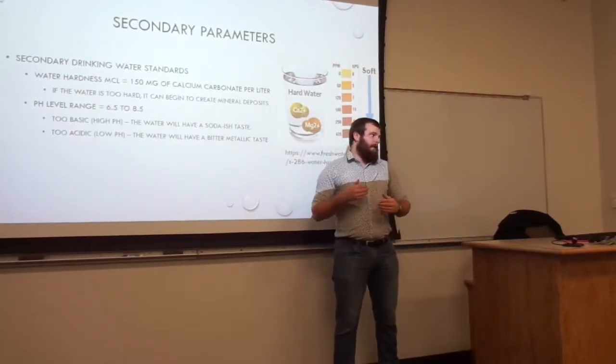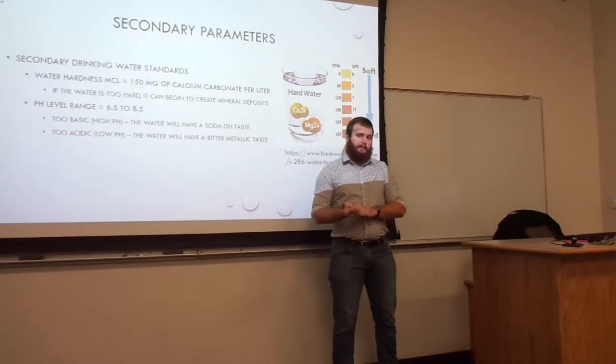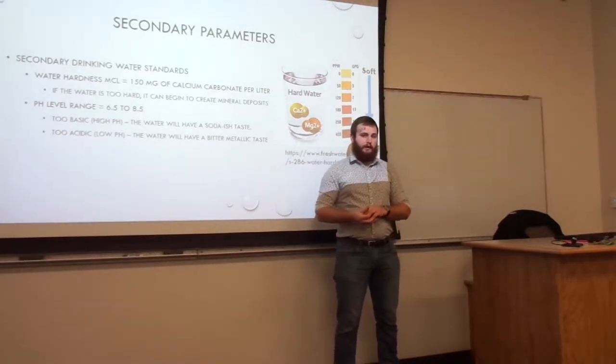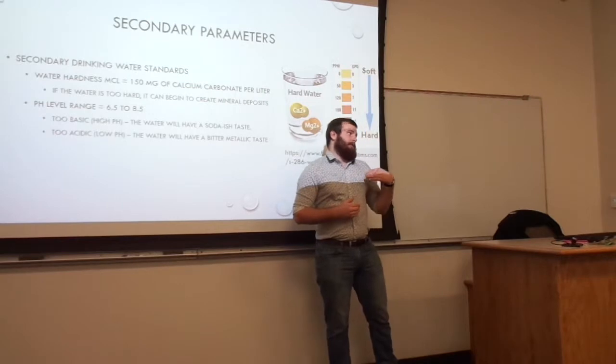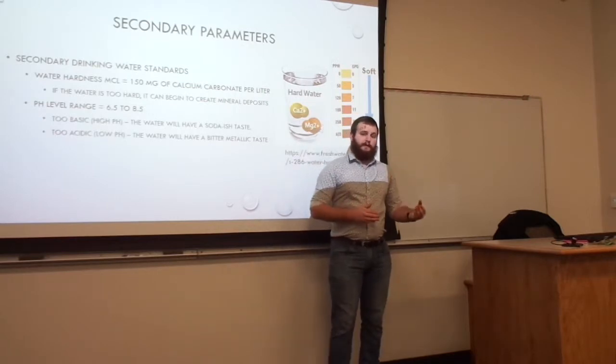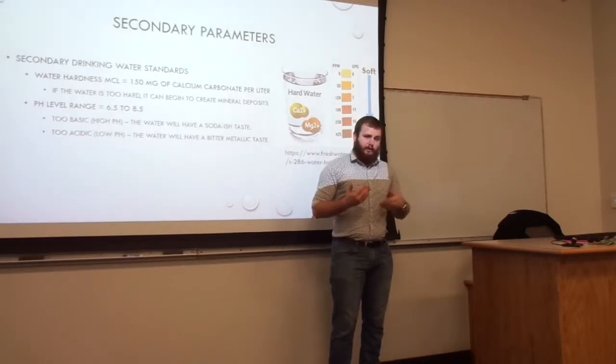Secondary parameters: water hardness had a maximum contaminant level of 150 milligrams of calcium carbonate per liter, and pH level had to be between 6.5 and 8.5. If the water hardness exceeded 150, you're looking at mineral deposits forming. If pH level was below 6.5, then the water had a metallic, bitter taste, and if it was above 8.5, then it had a soda-like taste.